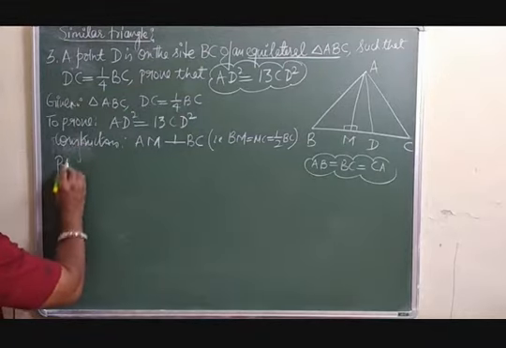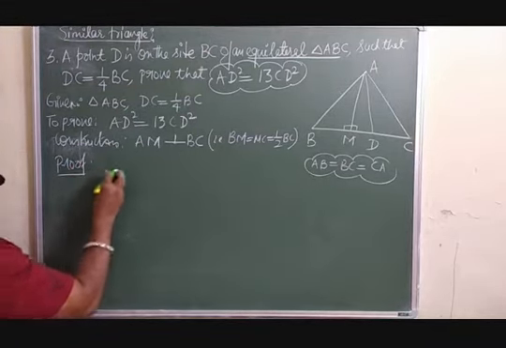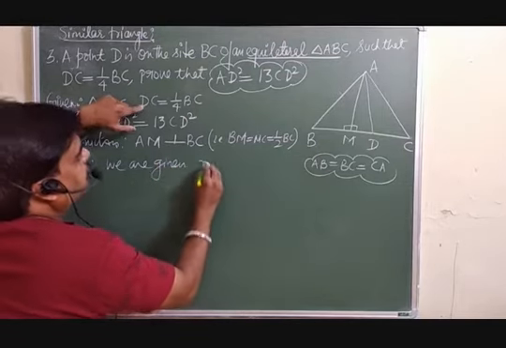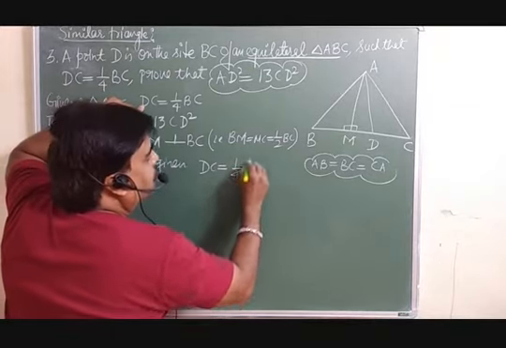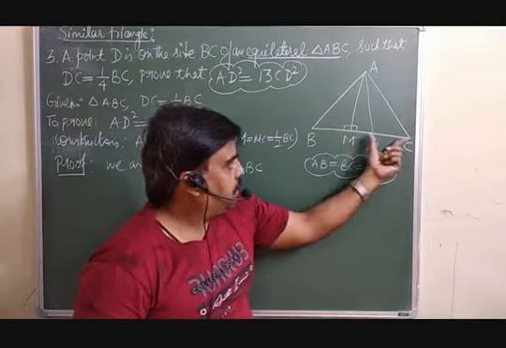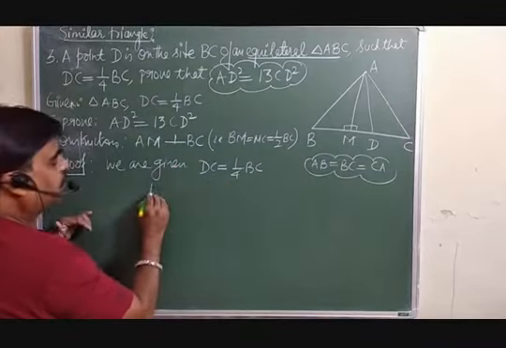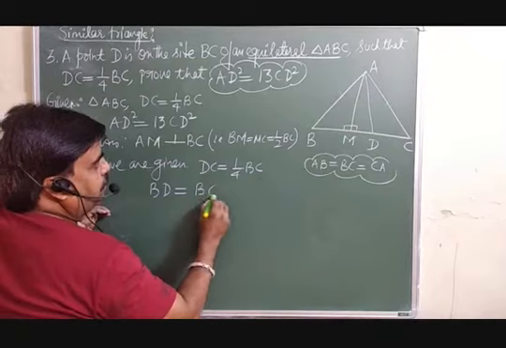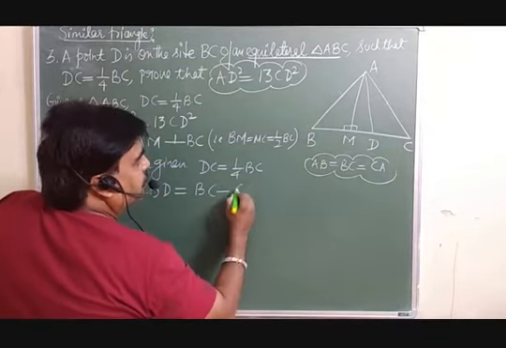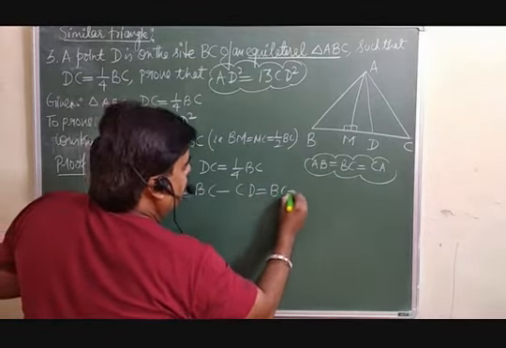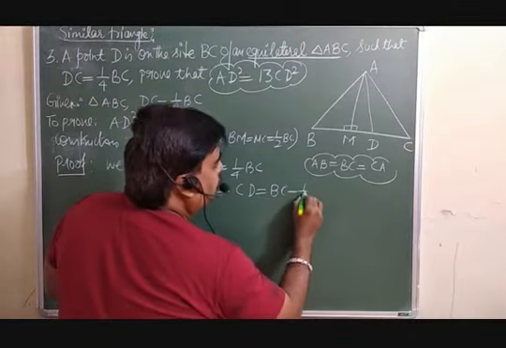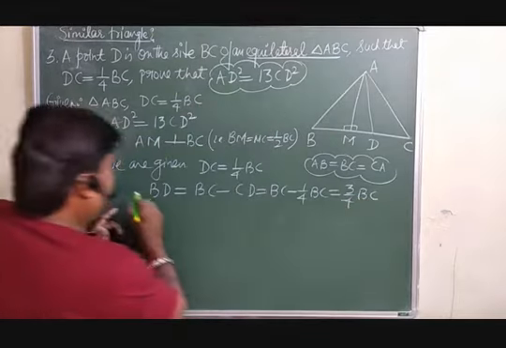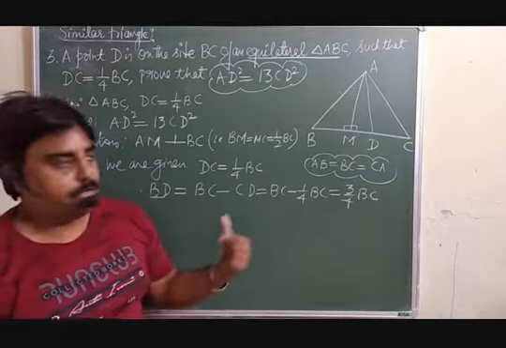Now the proof. First of all, we are given DC is equal to 1 over 4 BC. Means this DC is 1/4 of BC. So what about BD? BD is equal to BC minus CD. BC minus CD, with CD given as 1/4 BC, is 3/4 BC. Later on we need BD and DC.